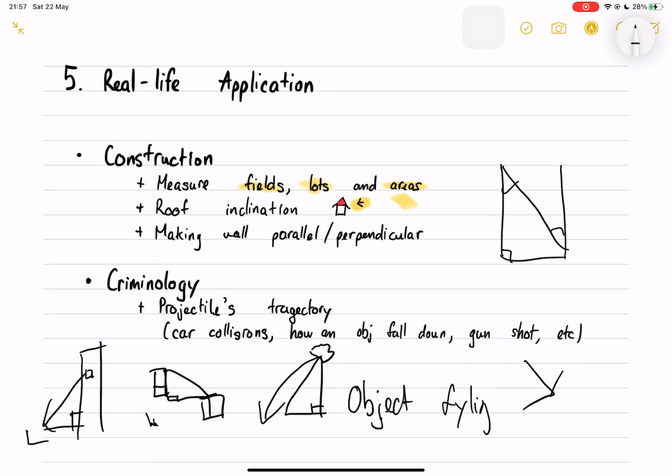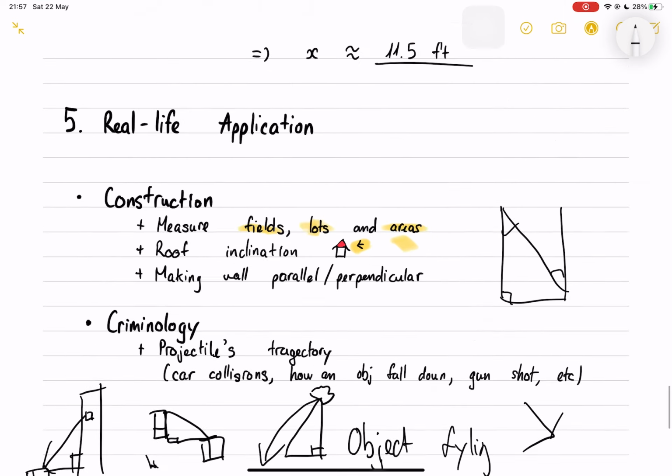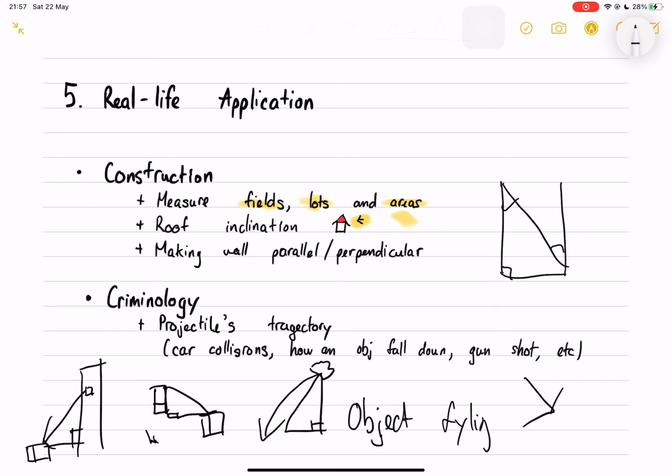Wow, trigonometry. Well, that's all. It's not that interesting in my opinion, but that's all.